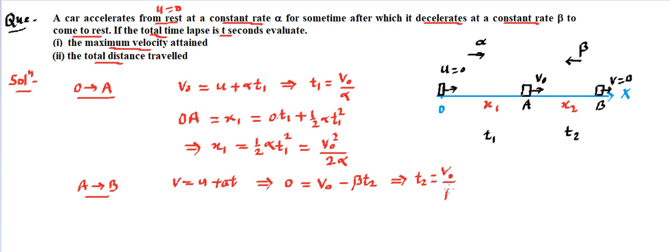Similarly, we can use the second equation or third equation to find this AB distance. This AB distance is going to be basically x2, which, using the third equation, can be written as v naught square, that means initial velocity square, divided by twice beta. You can check that, I've used the third equation directly: final velocity square is equal to initial velocity square minus twice beta into x2. Now minus, because this is a deceleration, you know these notations.